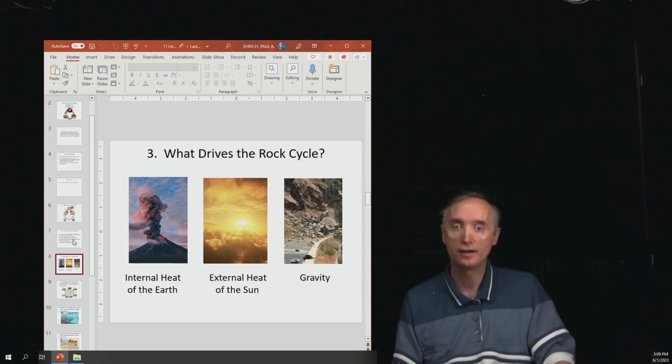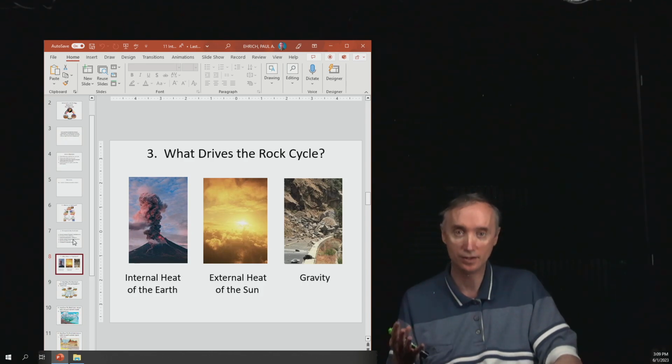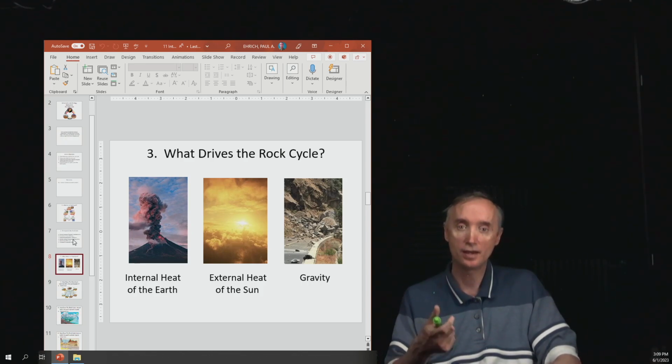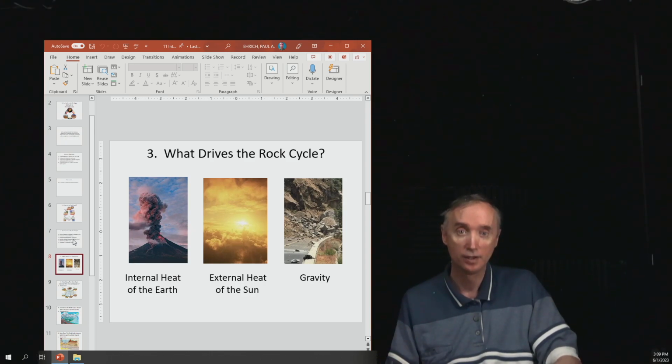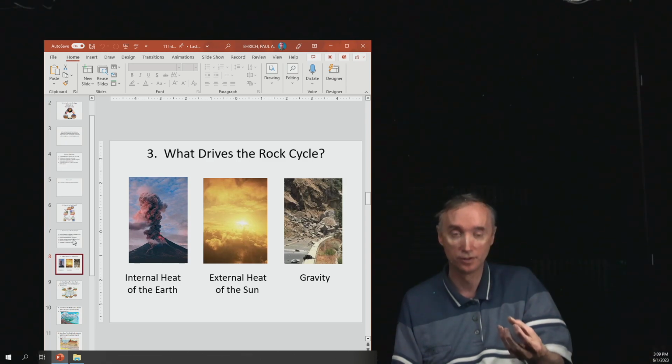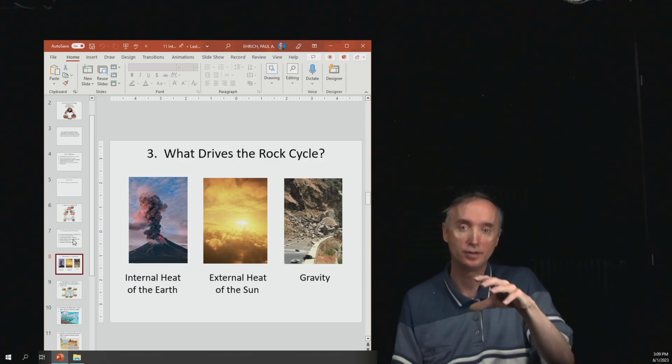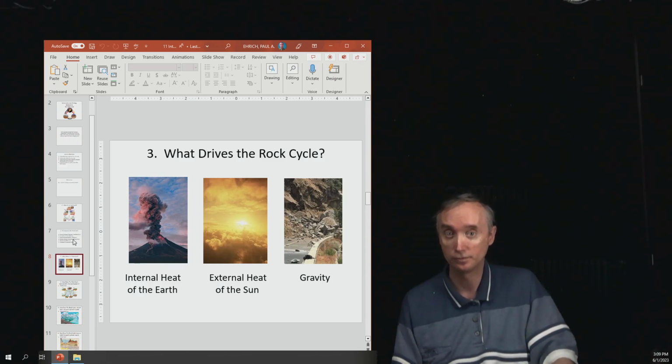Okay, what is it that drives the rock cycle? You have the internal heat of the earth, so that's what's going to be making the igneous rocks. The external heat of the sun is going to be causing weather, that's going to be causing weathering. Gravity is part of weathering because it pulls the material down slope. And then we also talked about that internal heat and pressure causes metamorphism.